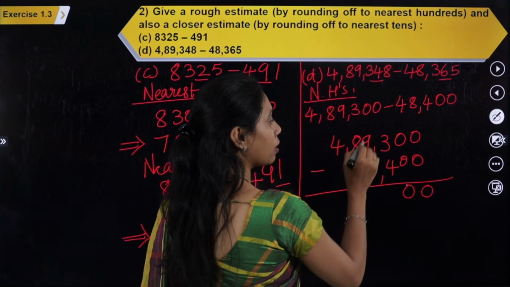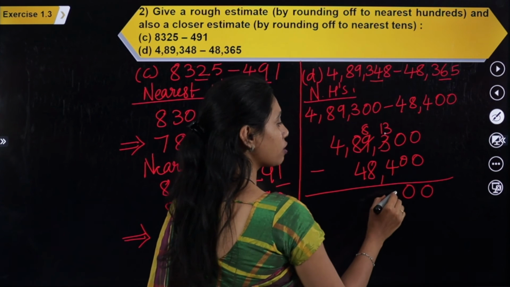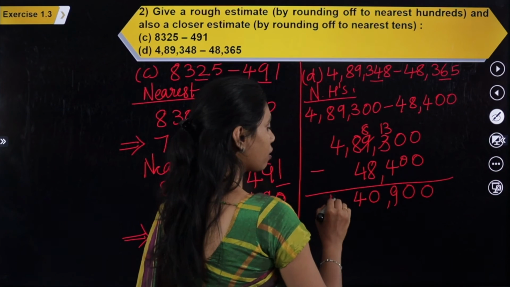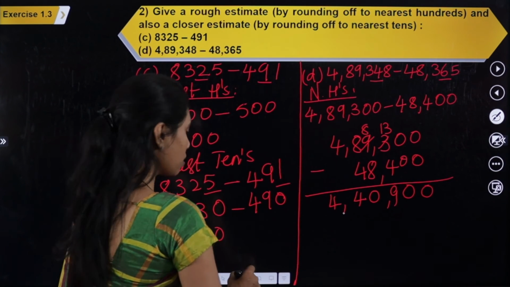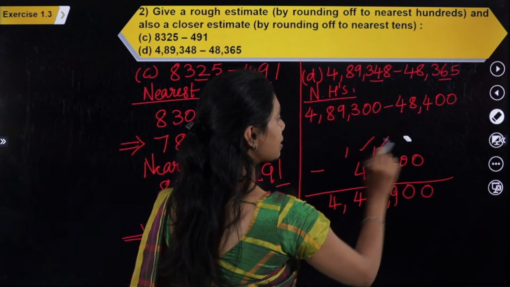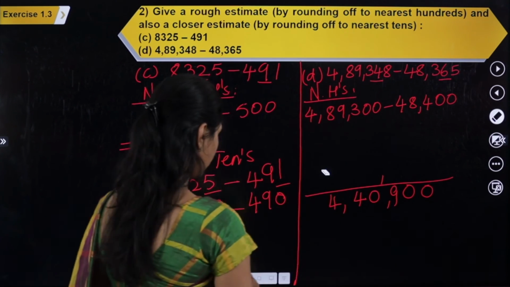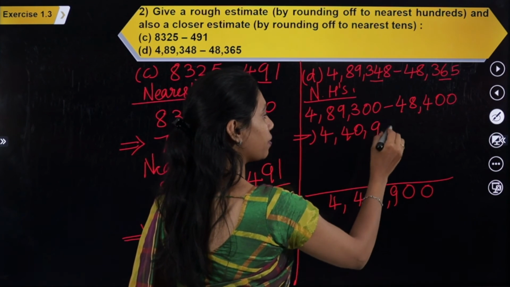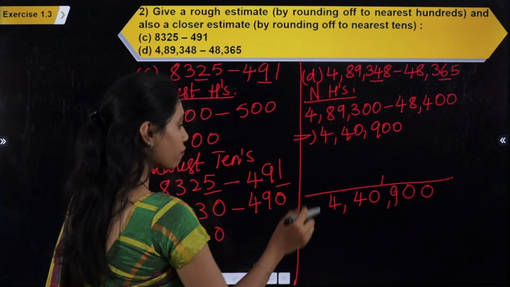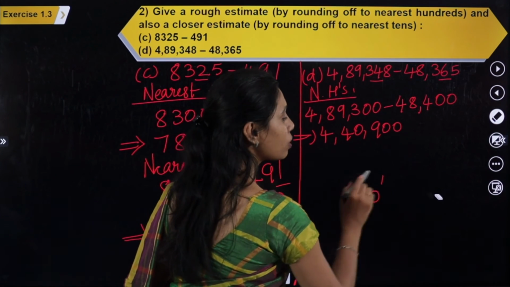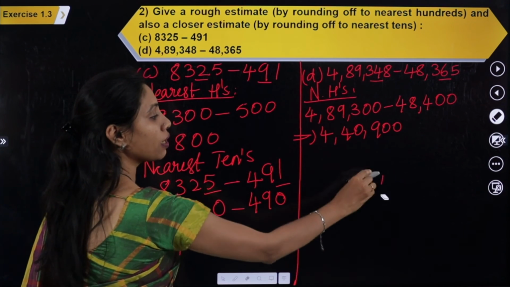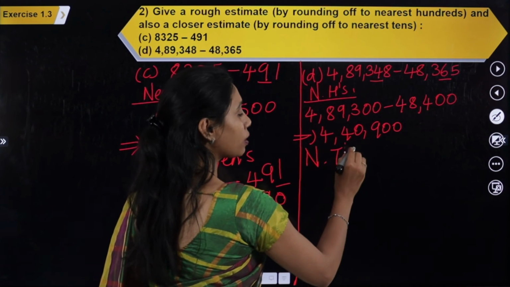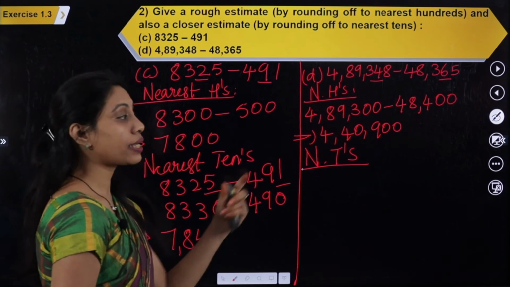And here, 13 minus 4 is 9, 8 minus 8 is 0, 8 minus 4 is 4, and here we have 4. So, what is the answer? Here we got the answer as 4,40,900. This is the answer when we find the difference of those two numbers to its nearest hundreds. Now, let us find what the answer will be when we round to the nearest tens.